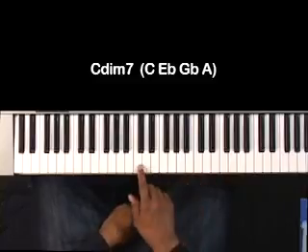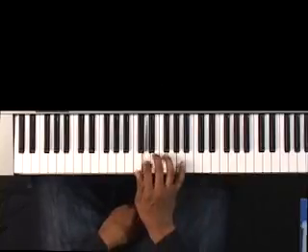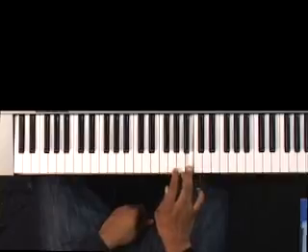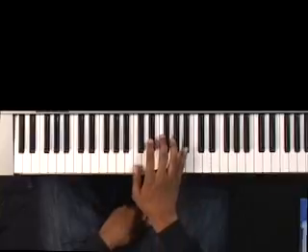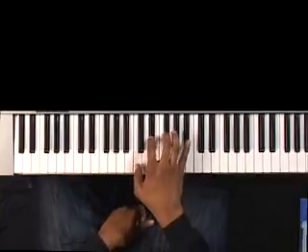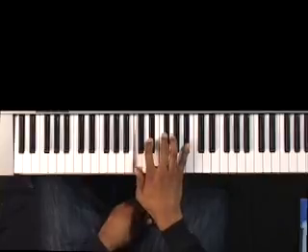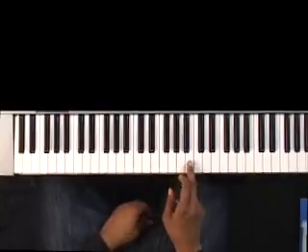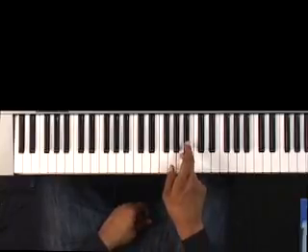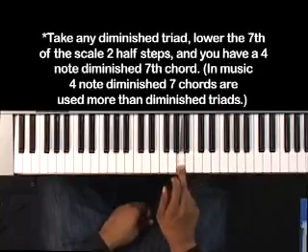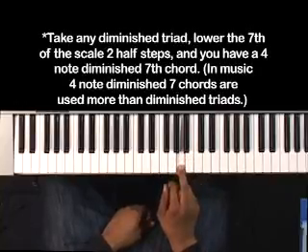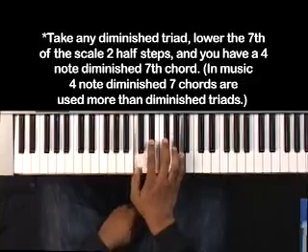Okay. The seventh of this scale is B. When you lower it a half step, you have a C half diminished chord. When you lower it a whole step, so that means we come from B down to B flat and down to A. That's 2 half steps down, which equals a whole step. We get to a C fully diminished seventh chord.